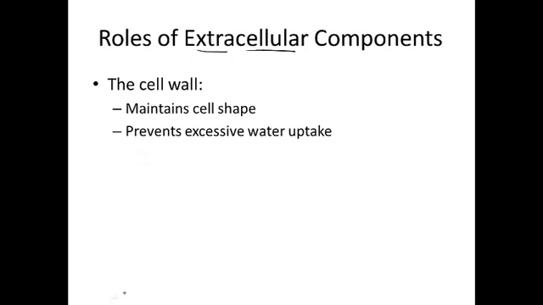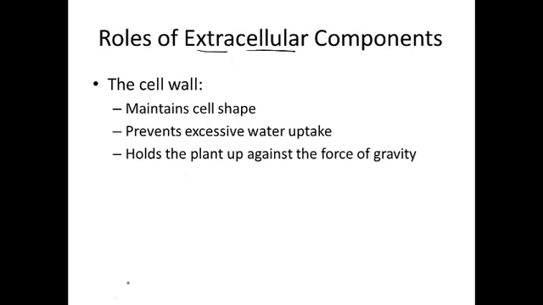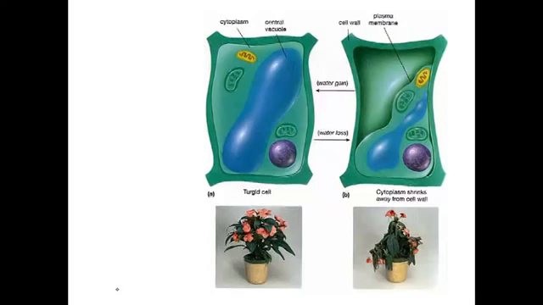Now finally, there are some components that are found outside of the cell but attached to the cell. So extra on the outside, extracellular components. Example would be the cell wall. The cell wall is not considered an organelle. It helps the cell maintain its shape. It prevents too much water from being taken up. And in a plant, it helps hold the plant up against the force of gravity.